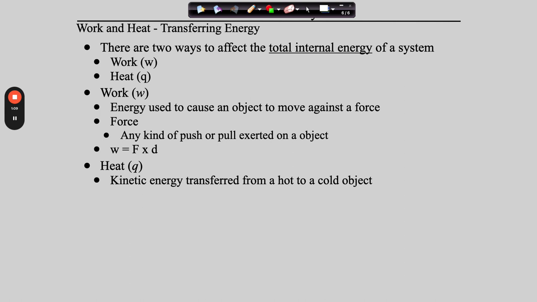Liam, you've been waiting, I think, haven't you? Or Dallin, you've been waiting. So my question was, it just has to do with the equation for the work. Is there any specific reason why the W and the D are lowercase while the F is uppercase? I don't know. I think F is usually capitalized for that.